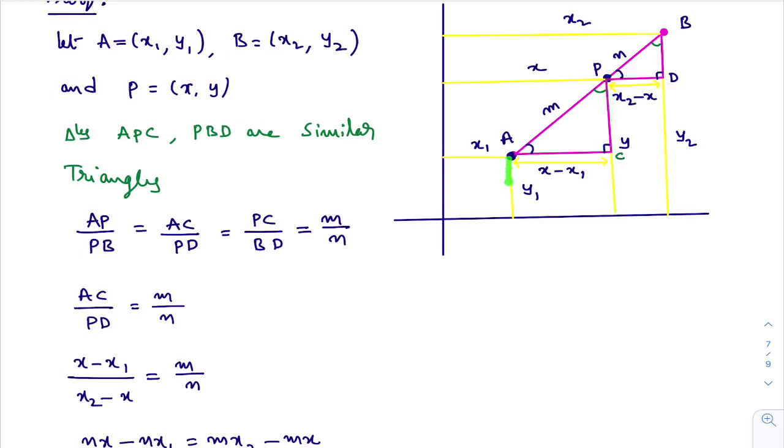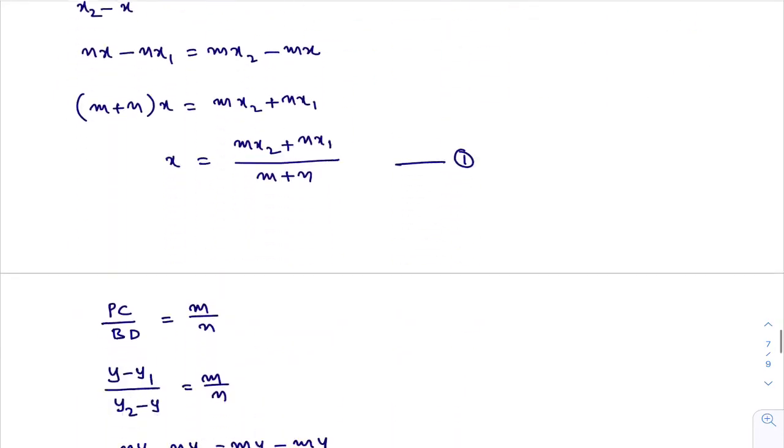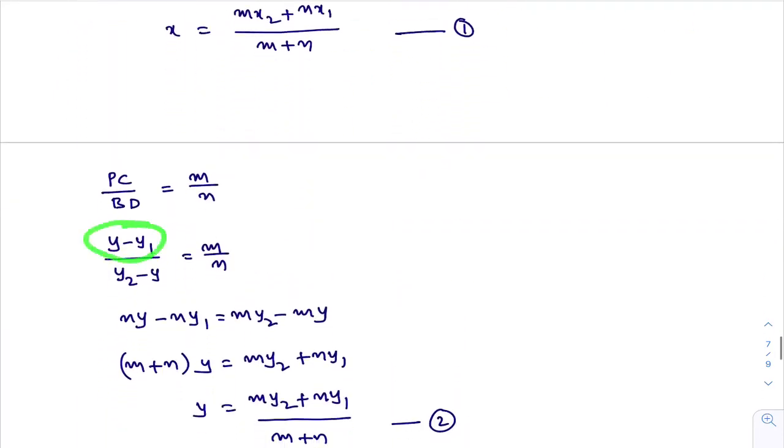Okay, what about this length? This length is y1. Try to understand. This full length is y, this length is y1. What is this length? This length is y minus y1. Similarly, from the figure you identify BD. You will get BD as y2 minus y. Okay, (y minus y1) divided by (y2 minus y) is m by n.